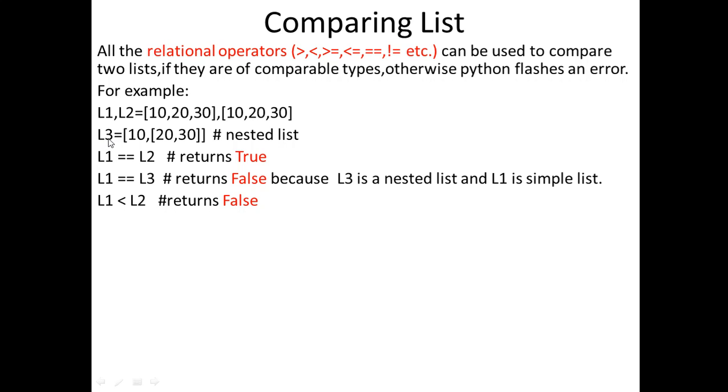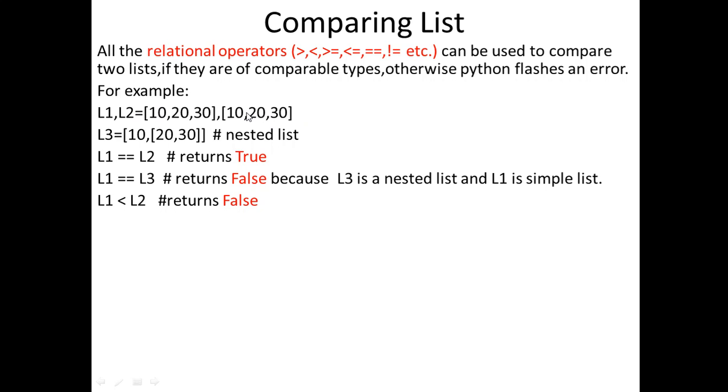Another list L3 I took, which has integer values, but it is a nested one. How will you identify that this one is nested? Because the elements themselves are lists. 20 and 30 itself is a list. So if you take the length of L3, it will have only two elements, 1 and 2. But the length of L1 and L2 is 3, because both lists have 3 items.